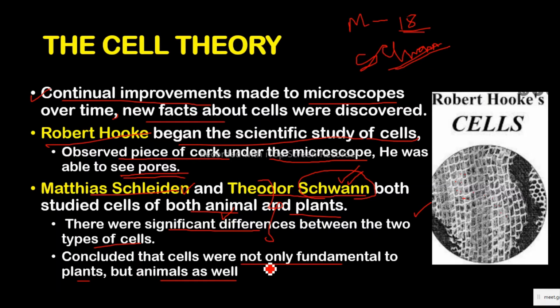Basing on the differences and the similarities, some structures are present in animal cells, others are present in plant cells. So they were able to postulate that probably these cells are fundamental structural units as far as plants and animals are concerned.